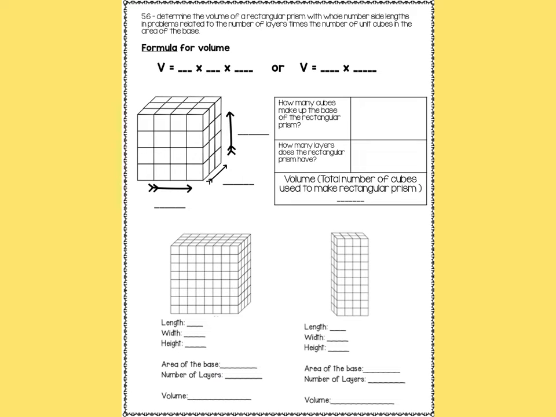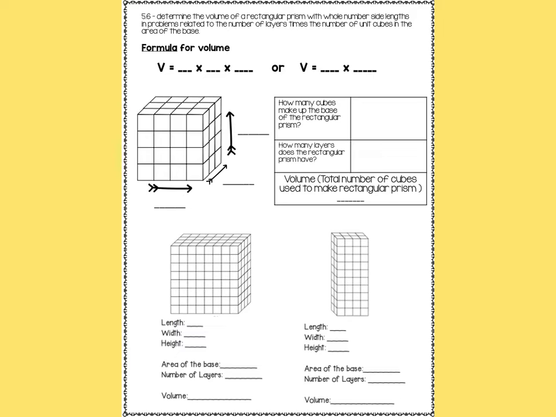All right, boys and girls, today we will be determining the volume of a rectangular prism with whole number side lengths in problems related to the number of layers times the number of unit cubes in the area of the base. So for this, we are just going to be finding the volume of cubes and rectangular prisms.